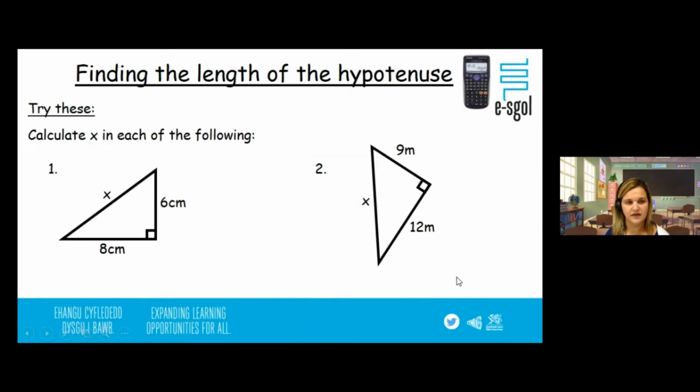Okay, right then. There are now 2 questions on the screen. These you can use calculators for, so you can use your squared button and your square root button. You can also do these without a calculator, okay? But they are numbers that you can use a calculator with as well. If you can pause the video, I'll give you some time, and then I'll start going through the answers.